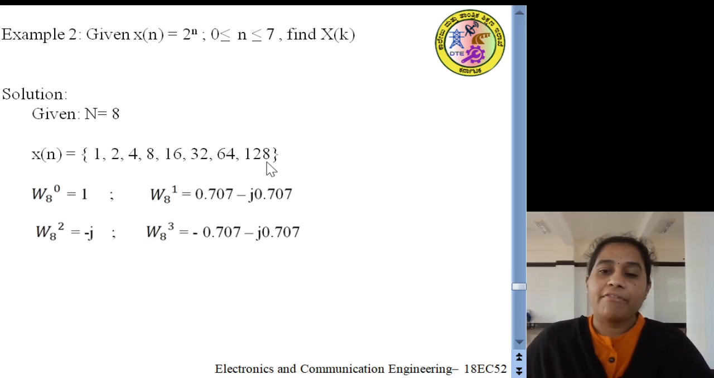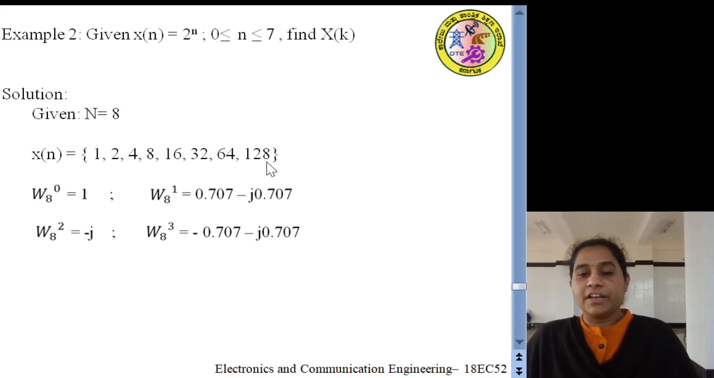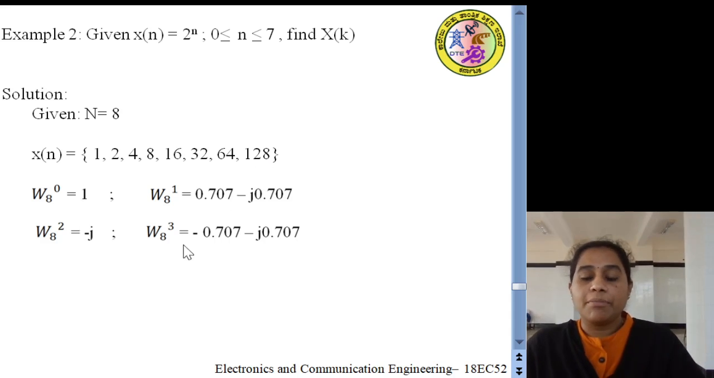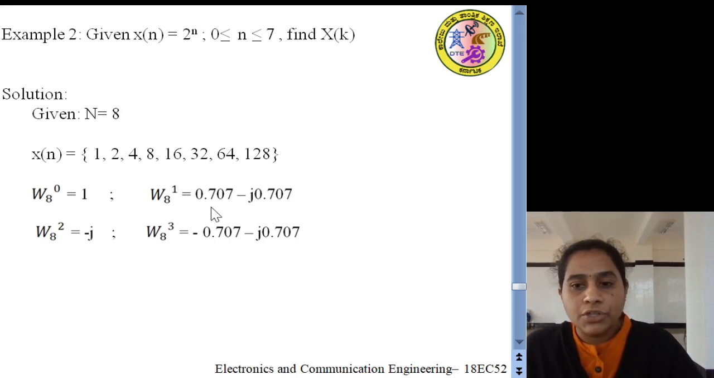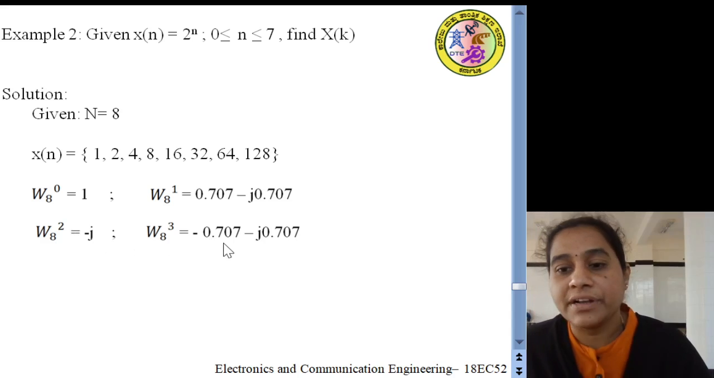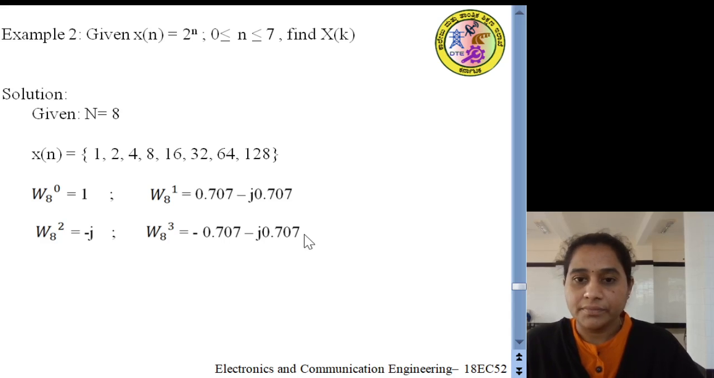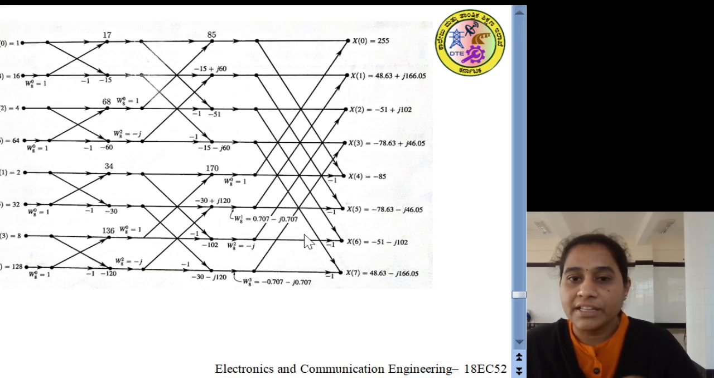Okay, we require the 4 values for the twiddle factor W8. W8 power 0 is 1, W8 power 1 is 0.707 minus j0.707, W8 power 2 is minus j, and W8 power 3 is minus 0.707 minus j0.707. By substituting these values in the butterfly structure, we obtain this one.